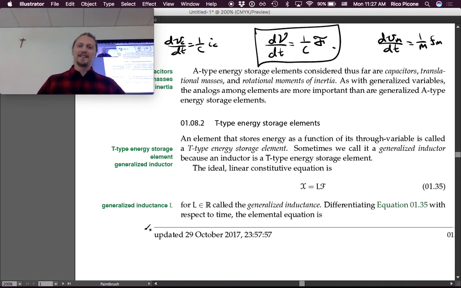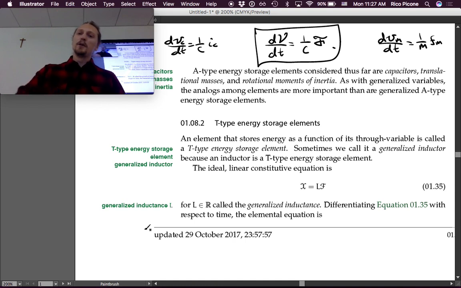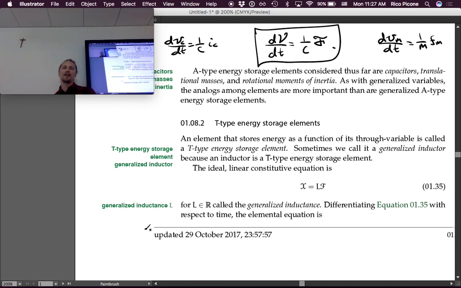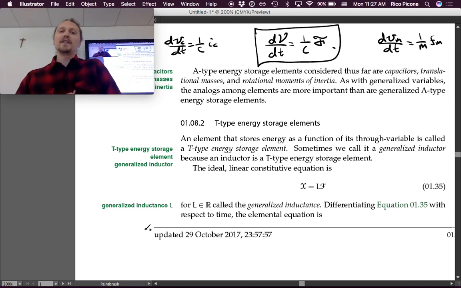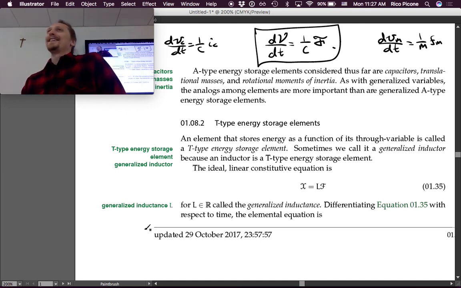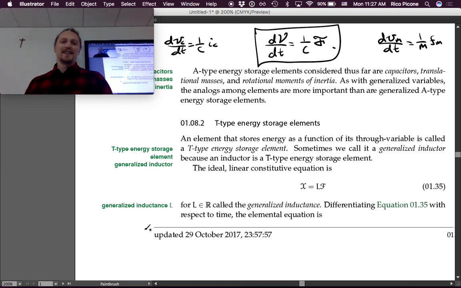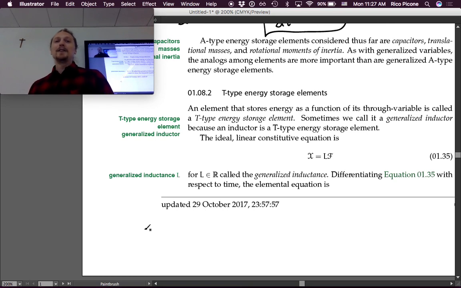Discharge the capacitor. Okay. So, T-type energy storage elements. An element that stores energy as a function of its through variable is called a T-type energy storage element. Sometimes we call it a generalized inductor because, you guessed it, an inductor is a T-type energy storage element. We try to be straightforward with these namings. The ideal linear constitutive equation is that the integrated across variable x is equal to L, the generalized inductance, a constant, times the through variable f.